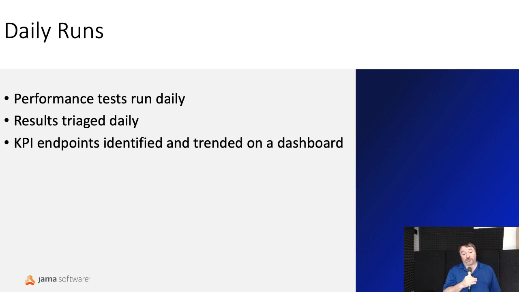And then daily runs. So we take all of that and we run it through each day. So all the performance tests are executed. We triage the results every day. So if a team made a change to a database stored procedure or a query, we'll know right away that was impacted. And then finally, we have all of our KPI endpoints. So anything that's doing curation, anything that's getting projects, we trend those out on a big dashboard that's up on some TVs. So you can see, and that shows like the last month, day to day. So you can see any trends, if we're starting to trend up or starting to trend down.